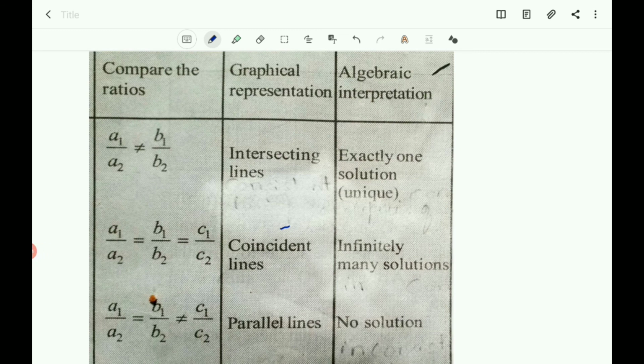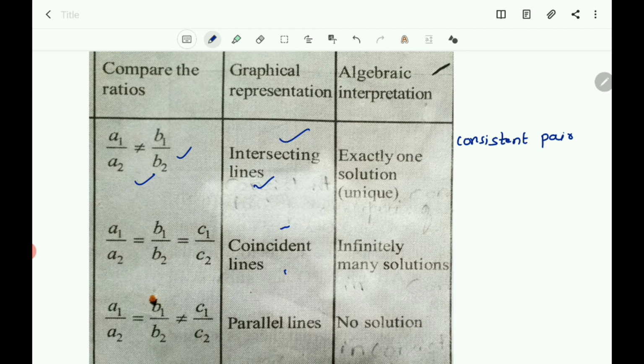While comparing the ratios, if you get A1 by A2 is not equal to B1 by B2, then you know that there is exactly one solution, that is, a unique solution. Then the lines are intersecting lines. Here, the lines are intersecting and naturally there is a unique solution, exactly one solution, and the equations are a consistent pair of equations.